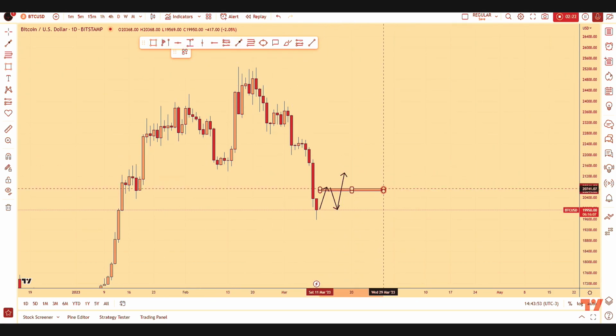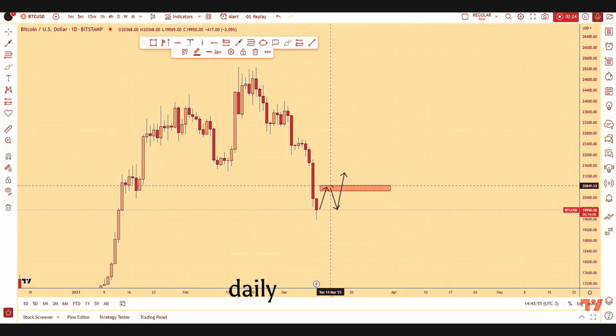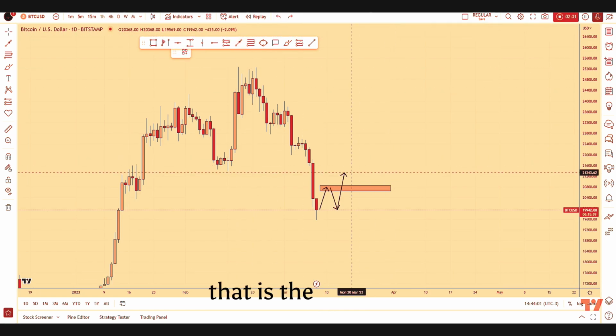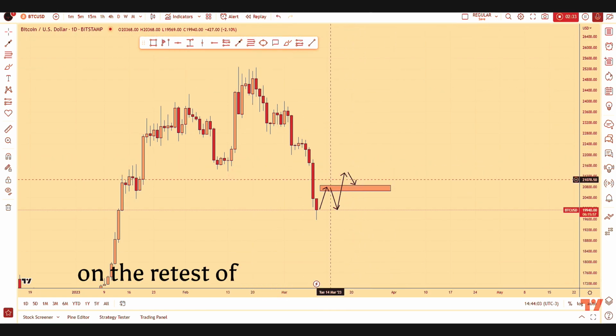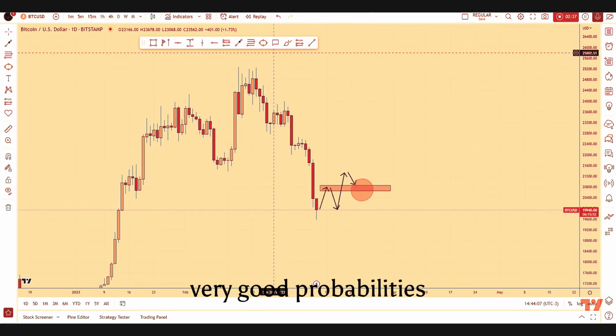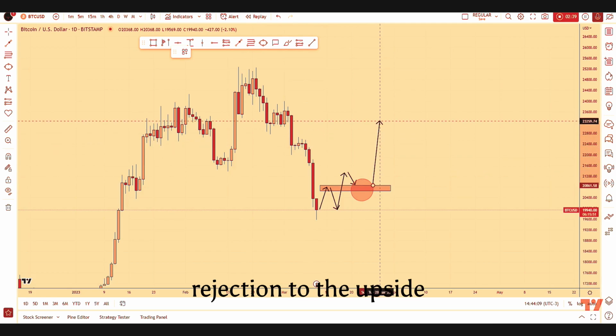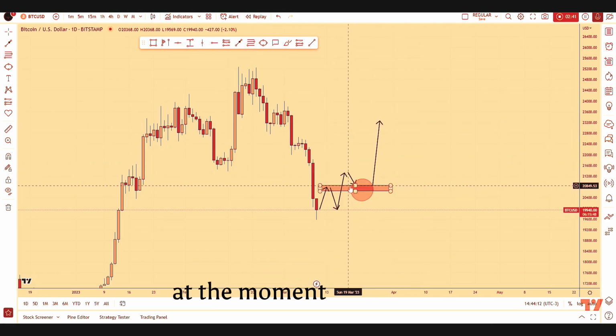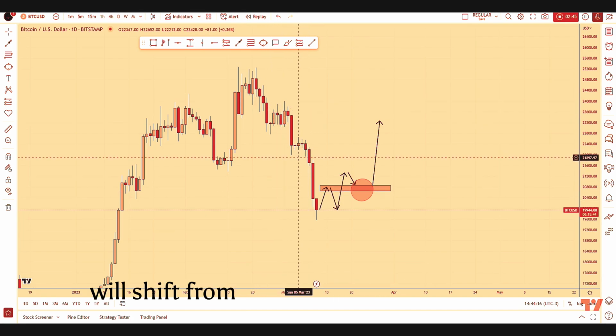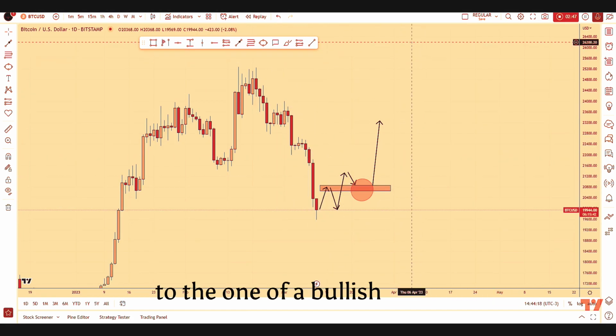At that point, we would have previous daily resistance, which will be turned support. We would also have the creation of a new higher high. And at that point, that is the moment on the retest of the previous resistance turn support, where we would have very good probabilities to see a potential rejection to the upside. So it's very important at the moment to monitor when the structure from a daily perspective will shift from the one of a bearish market to the one of a bullish market.